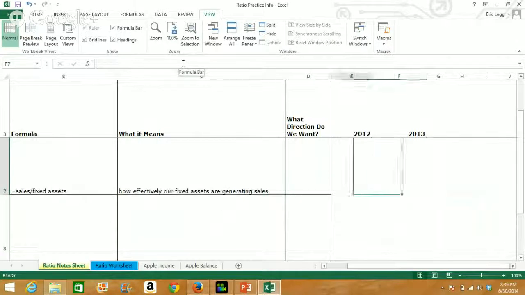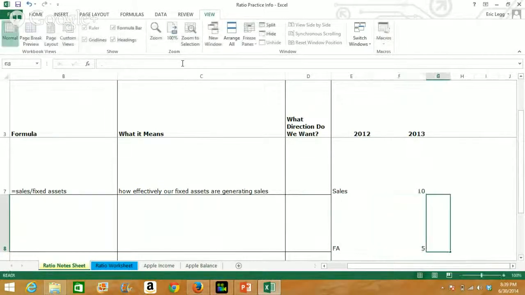So let's say we have sales of 10 and fixed assets of 5. I'm just making it up, so it's a 2, right? Sales divided by fixed assets, 2. You can guess when the sales go up, so let's take that number up to 15. Fixed assets, we really don't care up or down. It's a neutral thing, so let's leave that at 5. So the ratio in this case goes from 2 to 3.